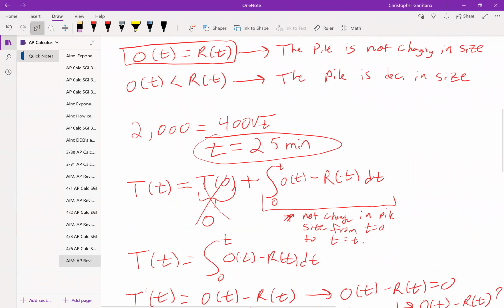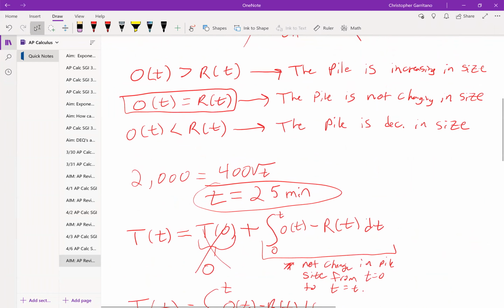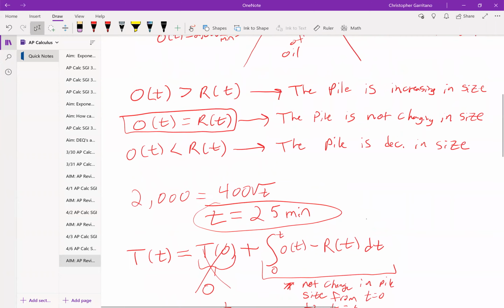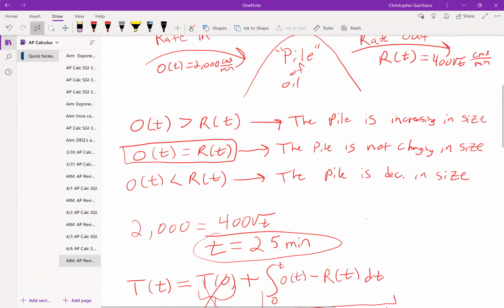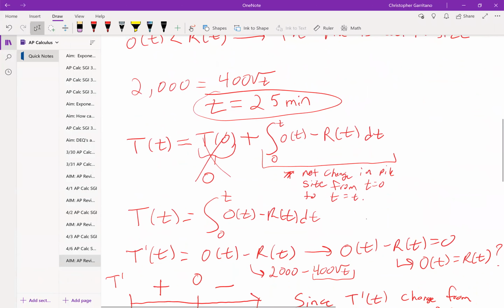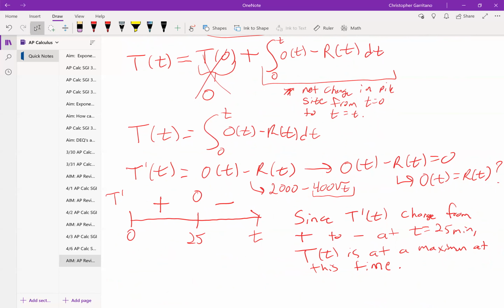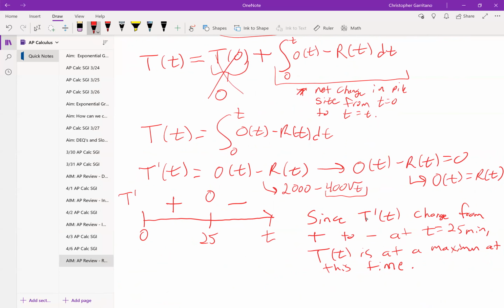Okay. A lot of work. I think I went into maybe a little more detail than is required, but the point is, when you're solving this problem and you get this t equals 25, you can't just stop there. You do need to justify it by using the first derivative test.